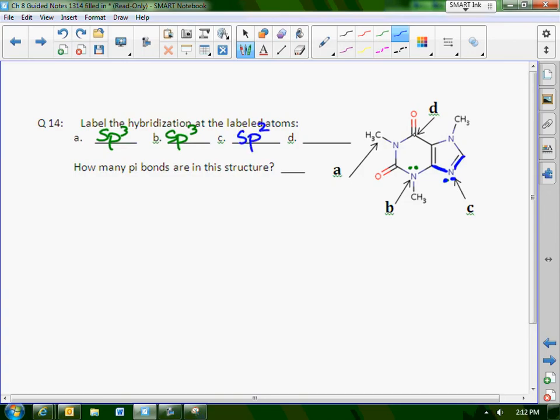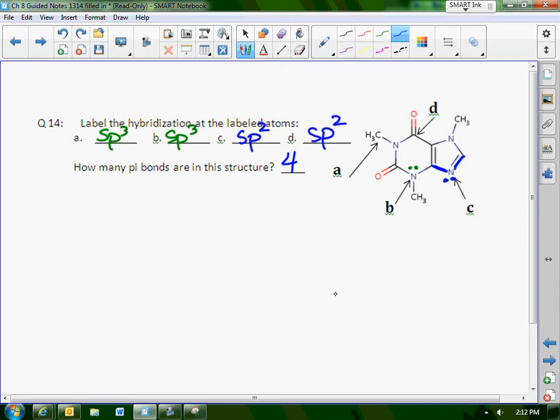All right, D, this carbon right here has 1 bond here, 1 bond here, and one of these bonds here, which is hybridized, so therefore this is an sp2. How many pi bonds are in the structure? Well, this is really kind of easy to look at. Anything that is a double bond, one of those is a pi bond. So we've got 1, 2, 3, 4 pi bonds. Okay? All right.